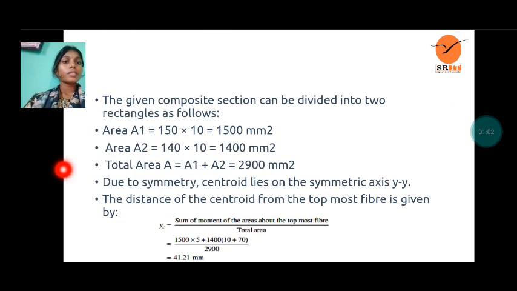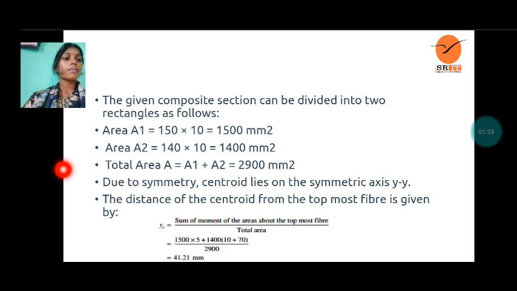The given composite section can be divided into two rectangles as follows. Area A1 is equal to 150 into 10 is equal to 1500 millimeters square. Area A2 is equal to 140 into 10 is equal to 1400 millimeters square. Total area A is equal to A1 plus A2 is equal to 2900 millimeters square. Due to symmetry, the centroid lies on the symmetric axis y-y.